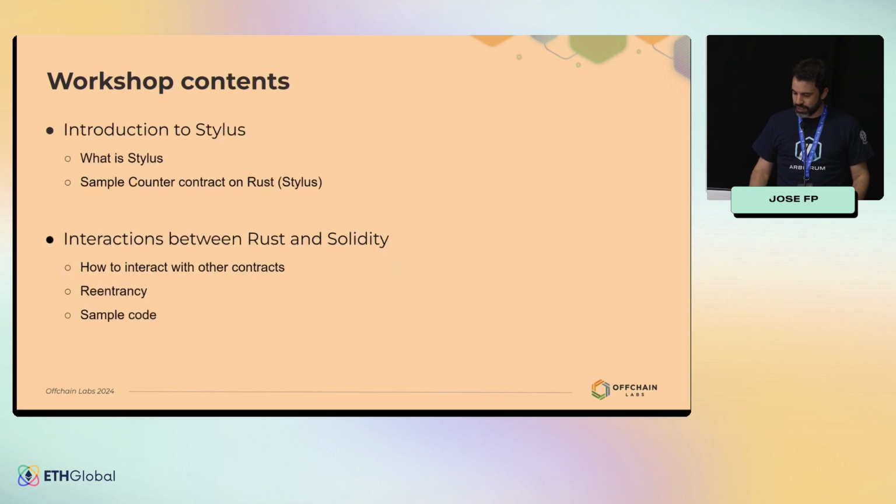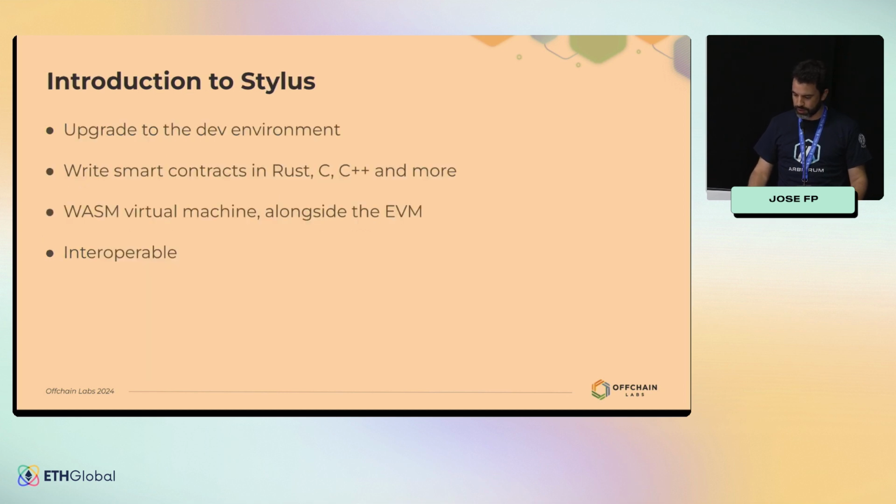Okay. So today we're going to split the presentation in the workshop in two parts. The first one is just an introduction to Stylus, what it is, and we're going to see a very simple contract, a counter contract. And then we're going to go one level deeper, and we're going to talk about interactions between contracts that are written in Rust and contracts that are written in Solidity. We're going to talk about reentrancy as well and see an example project.